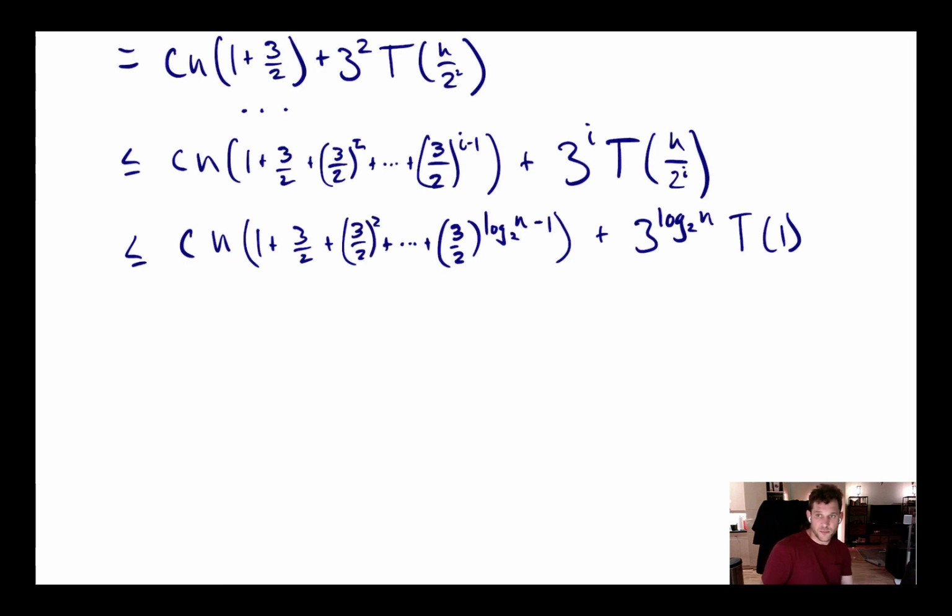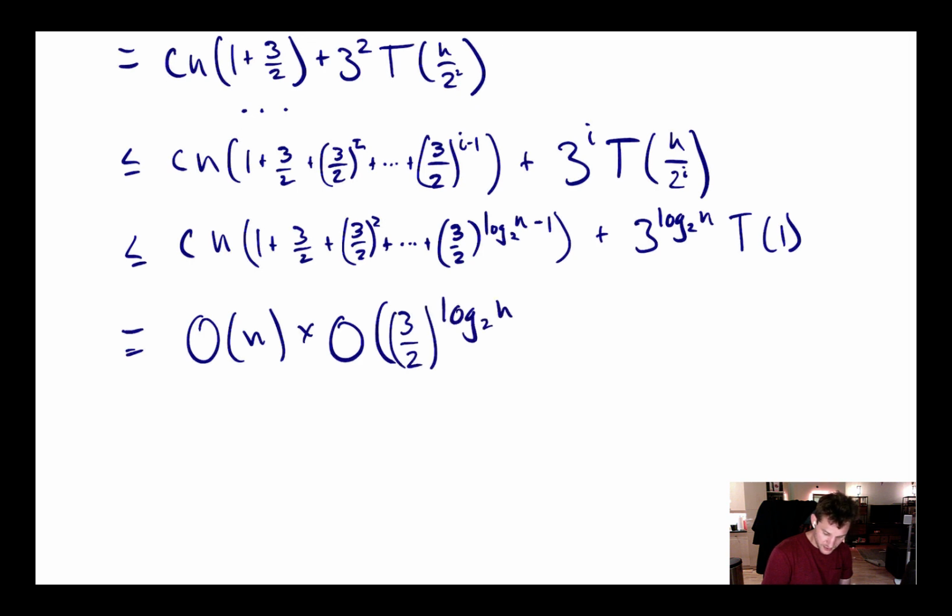Okay, how do we finish this off? We notice that we have an O(n) term here from this Cn, and this geometric series right here, the last term is the dominant one because the base is 3/2. 3/2 is bigger than 1, so this is the term that we care about. Therefore, this thing right here is O((3/2) to the log base 2 of n), plus 3 to the log base 2 of n times O(1).